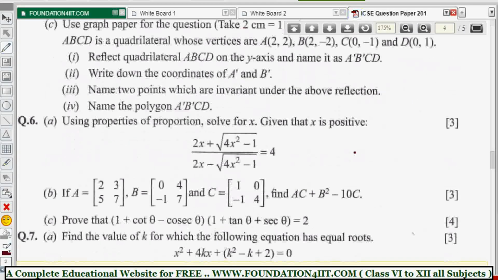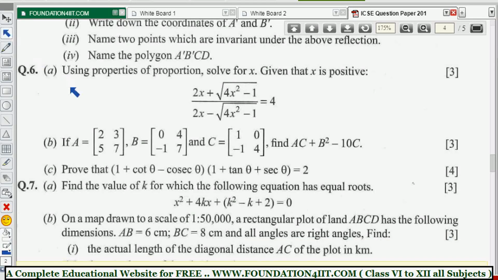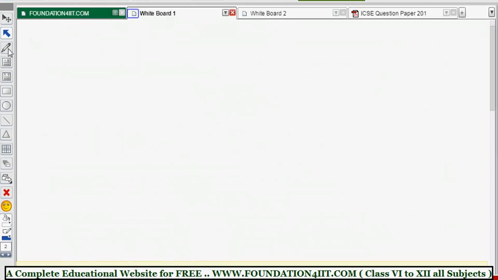So this is question number 5. Now let me explain question number 6. Now we'll see question number 6. In the first one, question number 6 is using properties of proportion. Solve for x given that x is positive. So if x is a positive value, we'll solve it. So it's the proportion chapter. Let me take the given data first in question number 6a.